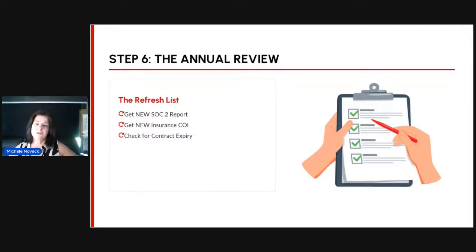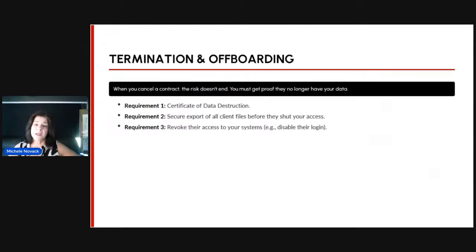So, it's not a one and done. You've got to re-vet. You might have to get a bridge letter. You might have to get continuous COIs once a year, right? You might have to get a whole new contract that covers you. That's entirely up to you and how you run your business. But it's very important that you understand that.